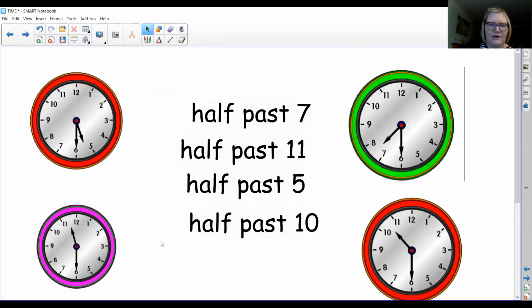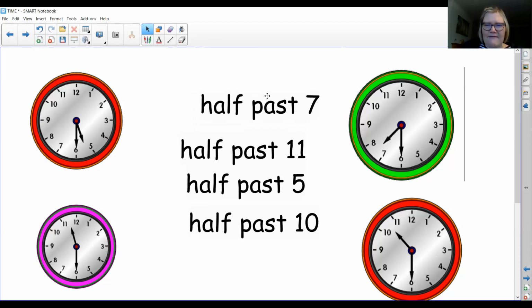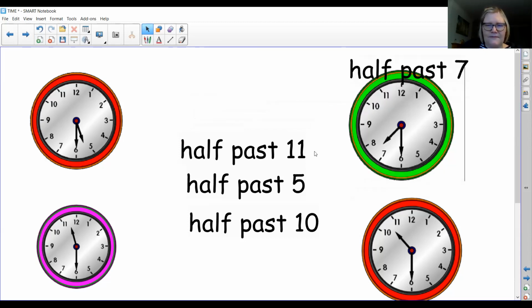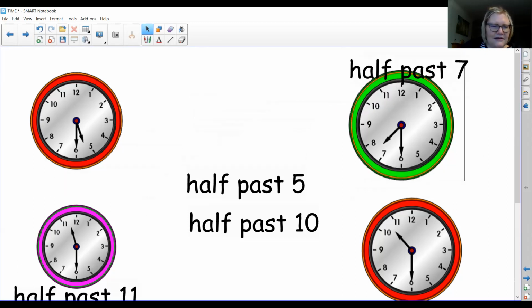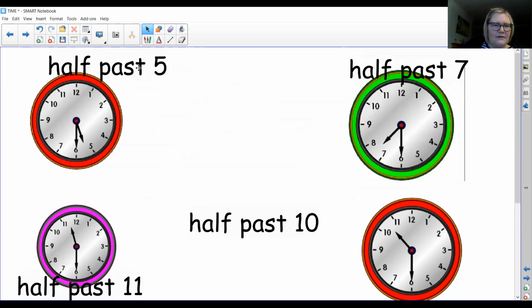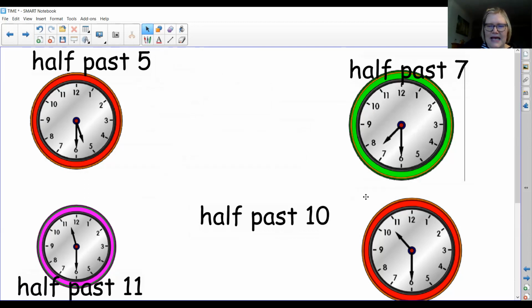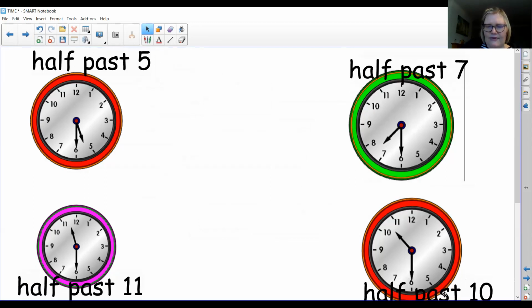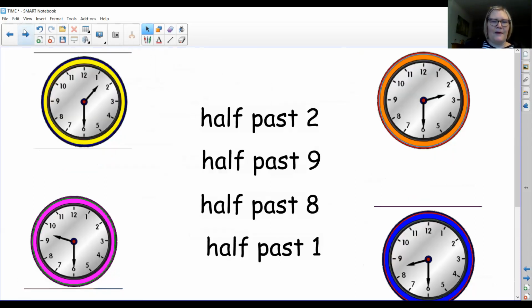Now, pause the video, see if you can match up the time to the clock and read each of those clocks. Good luck. So 7:30 is this one here. 11:30 is this one. 5:30 is this one here. And 10:30 is this red one there. Hopefully you got those right. Well done if you did. Okay.